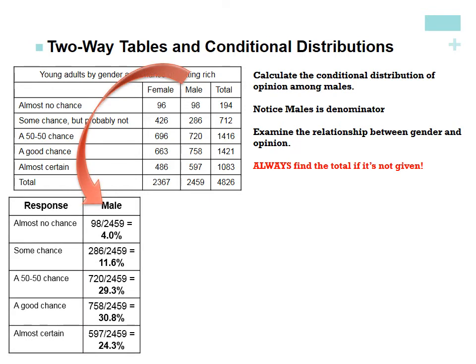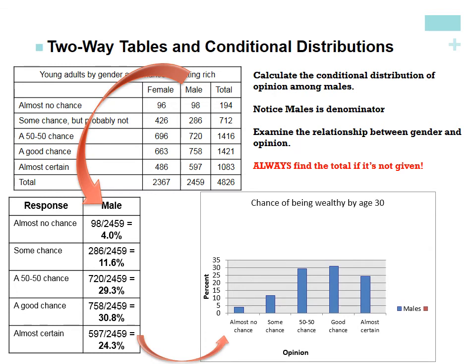Okay, so what's the conditional distribution of opinion among male? So basically we're going to say, okay, what percent of males thought they had almost no chance? What percent of males thought they had some chance? Okay, so I know that 98 males thought that they had almost no chance. That is out of the total number of males, 2,459. Okay, so males is always your denominator in this case. And then what we could do is we can make a bar graph out of that, the same way we did before. Okay, but remember our goal is to examine the relationship between gender and opinion.